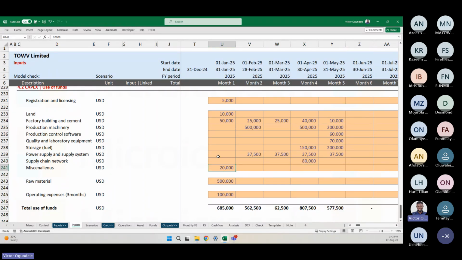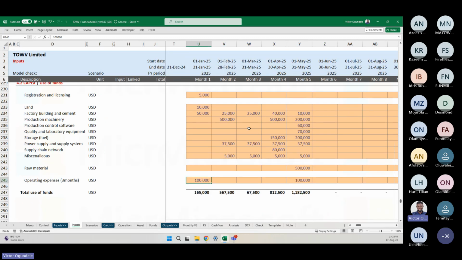Miscellaneous. So maybe you can split this over 5 months. So 5,000 USD over 5 months. Okay, that's 25. So maybe nothing in month 1. Okay. So raw material, definitely you know that you'll be getting your raw material at the, so they might want to pay earlier, but let's put that in month 5, right? Operating expenses also now is coming in year 5. So let me give you time to look through.